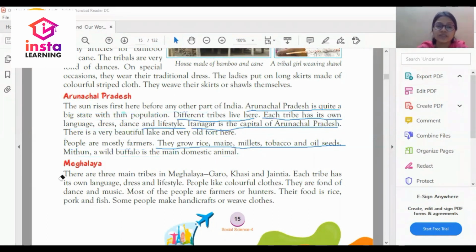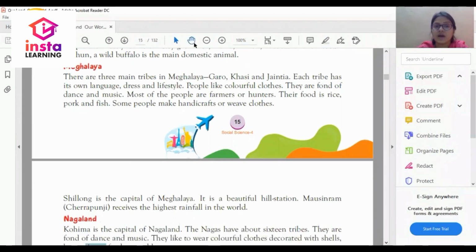Okay, student, let's discuss the second one, which is Meghalaya. There are three main tribes in Meghalaya: Garo, Khasi, and Jaintia. Each tribe has its own language, dress, and lifestyle. This is again a very important question: write the three main tribes in Meghalaya. The answer is Garo, Khasi, and Jaintia.